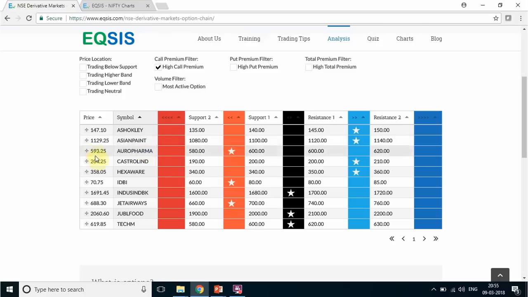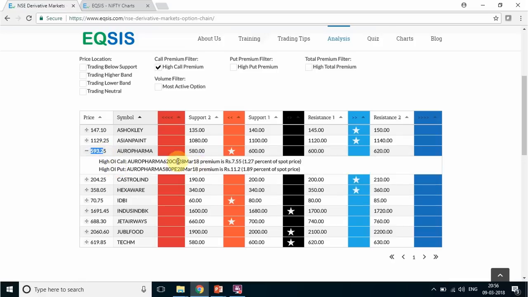Aro Pharma, the price is now 593, but the premium of the 620 March month call is trading at 7.5, which is giving me 1.27%. So the 620 call option still carries a good premium is what I derive out of this.